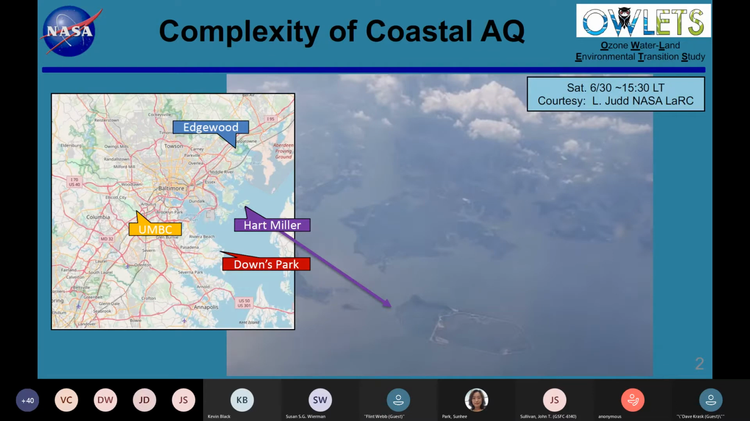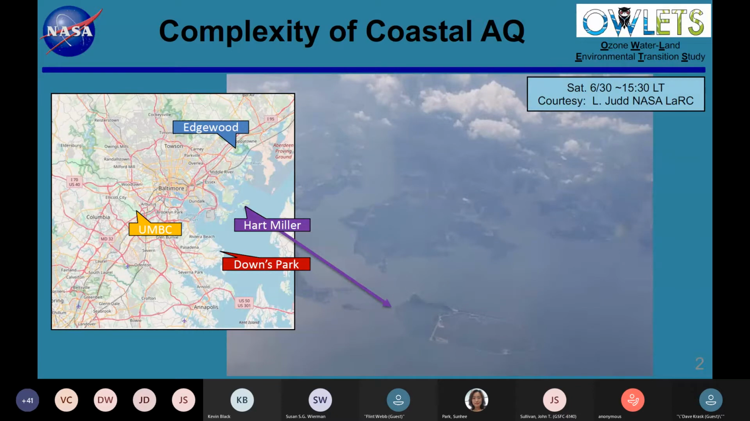So I like opening with this slide because I think it's a nice visual perspective. On the left is a map of Baltimore, including 4 sites that will be heavily focused on during this talk. And on the right is an image taken from the NASA B200, looking down from about 28,000 feet.